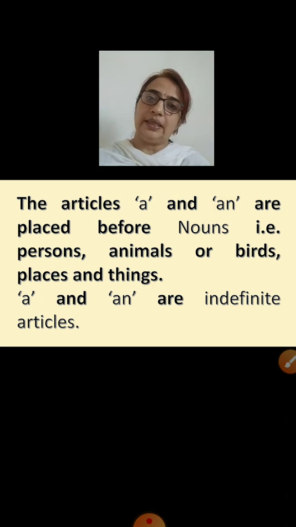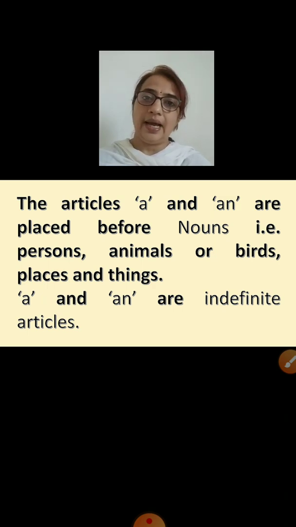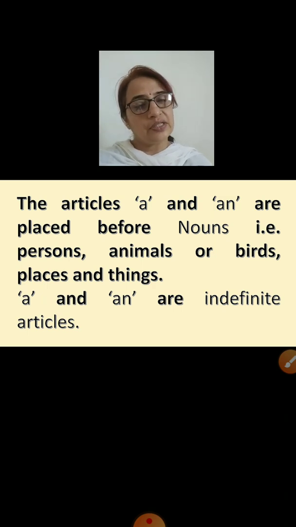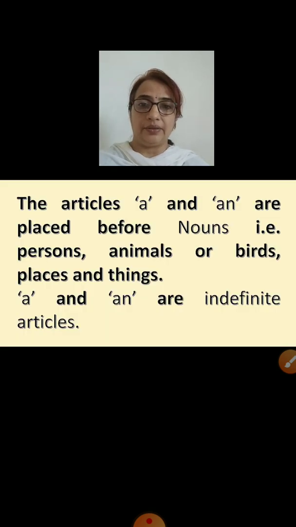We have already seen in the previous class and understood that there are two types of articles, definite article and indefinite article. First we will see the indefinite articles, and that is why when I showed you this slide, in front of a few pictures we have written a book, a pen, a box, while in front of some words we have written an ant, an egg, and an orange. So why this is so, that we will study in detail.